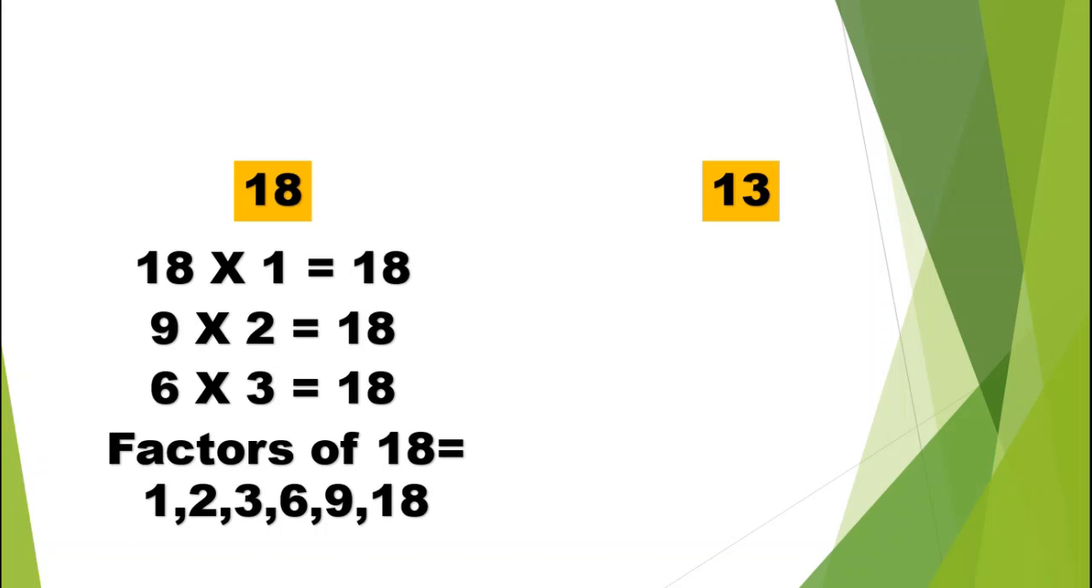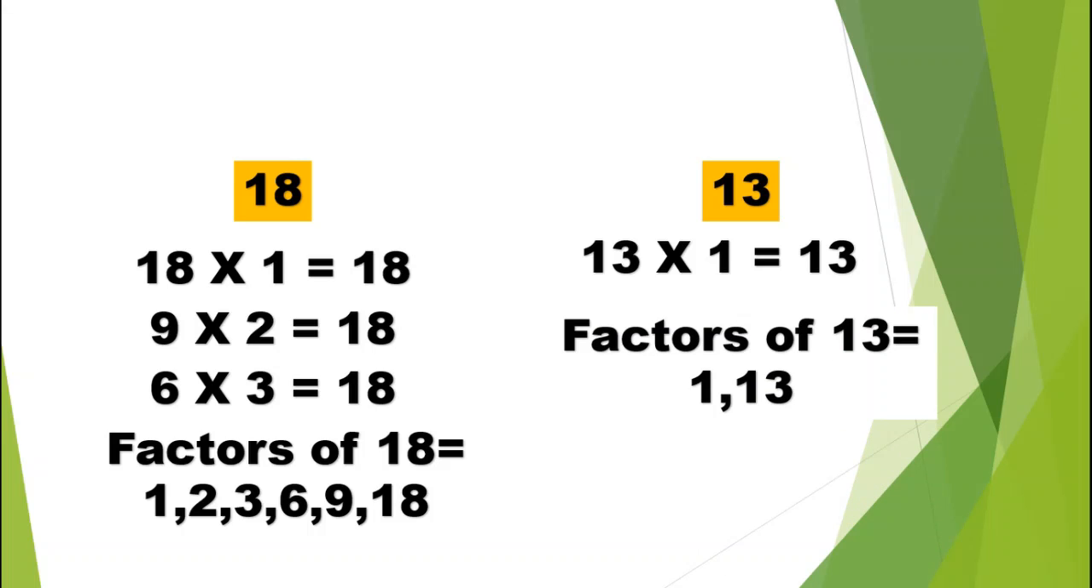How about 13? Can you think of two numbers that we can multiply to enable us to come up with 13? Very good. That is 13 times 1 is equal to 13. Do we have other numbers or factors that we can multiply to come up with 13? No more. Okay, so we can see that the factors of 13 are 1 and 13.